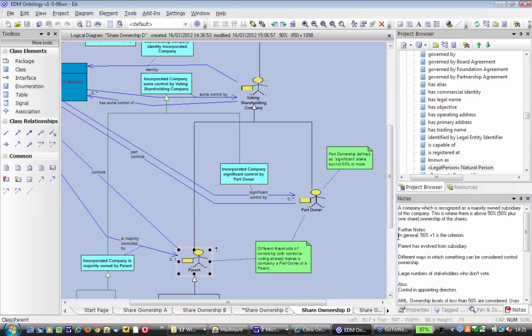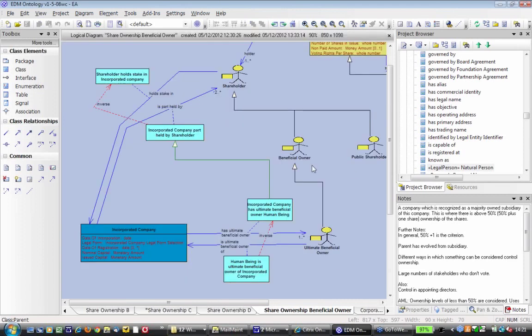But anything that is significant but not a majority controller, and then you have 50% plus one share as a parent. I presume that a parent is the right term here. It's something that has ultimate control and is itself a company.